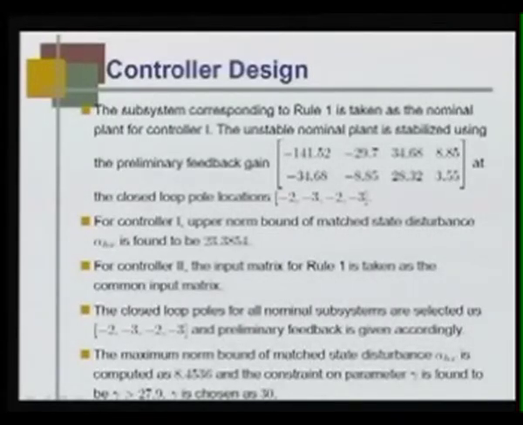So, for controller 1, the upper norm bound of the mesh state disturbance alpha Hx is found to be 23.3854, and for controller 2 the input matrix for rule 1 is taken as the common input matrix. The closed loop poles for all nominal subsystems are selected as minus 2, minus 3, minus 2, minus 3, and the preliminary feedback is given accordingly. The maximum norm bound of mesh state disturbance alpha Hx is computed as 8.44536. This is for controller 2, and the constraint on parameter gamma is found to be greater than 27.9, and gamma is selected as 30.